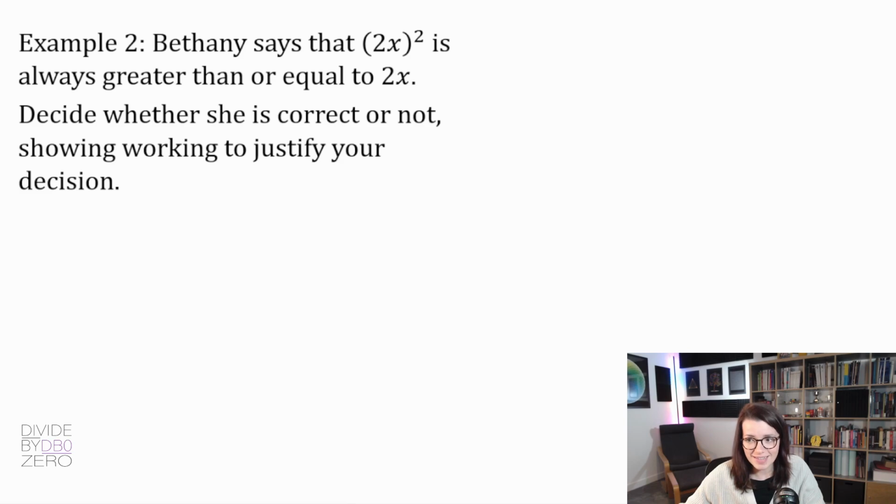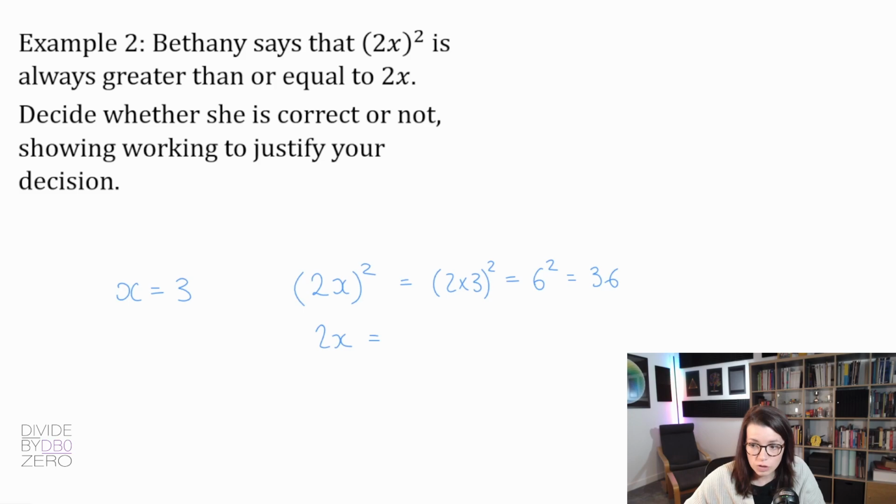Example 2, Bethany says that 2x squared is always greater than or equal to 2x. Decide whether she is correct or not, showing working to justify your decision. So with questions like this, you want to do a bit of trial and error. So let's try maybe x equals 3 and see what happens. So 2x all in brackets squared is going to be 2 times 3 all in brackets squared, which is 6 squared, so 36. 2x is just going to be 2 times 3, which is 6, and 36 is in fact greater than 6. So just from this, it looks like Bethany might be correct.